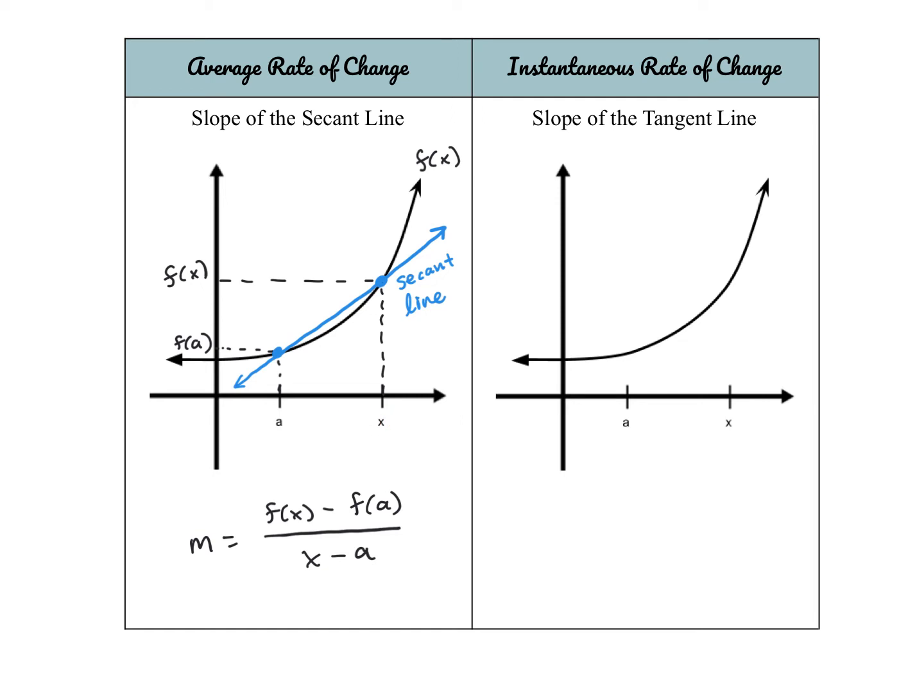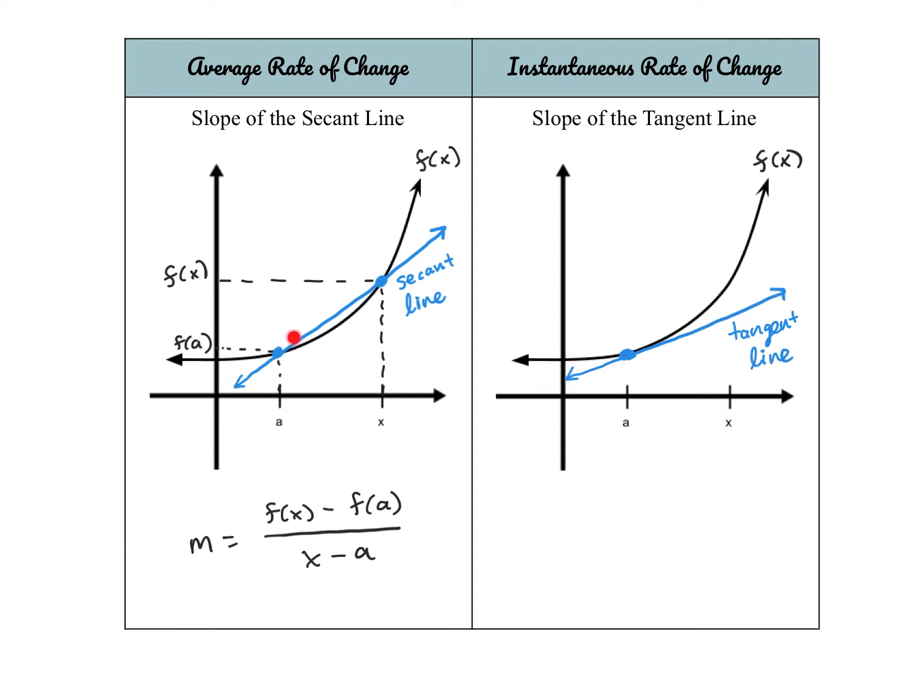Now, what if we wanted to find the instantaneous rate of change? Let's say we want to find the instantaneous rate of change at point A. Here we will be looking to find the slope of the tangent line. That's the line that only touches our function at one point. So this is the same function, but this would be our tangent line. We need to find the slope of this line.